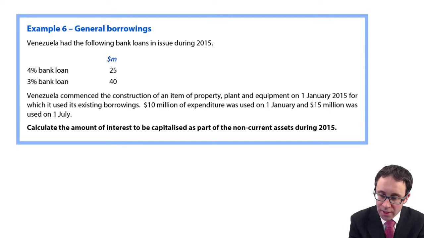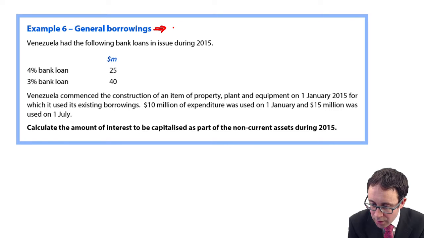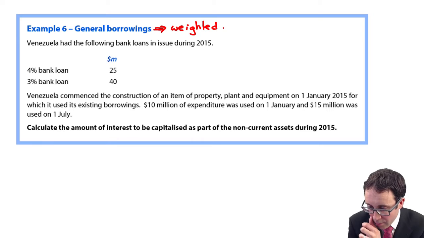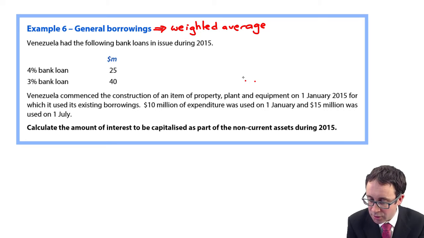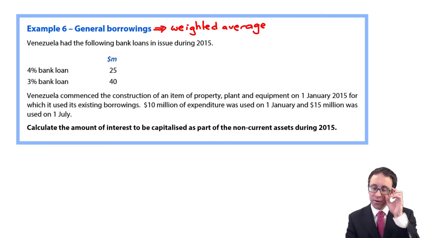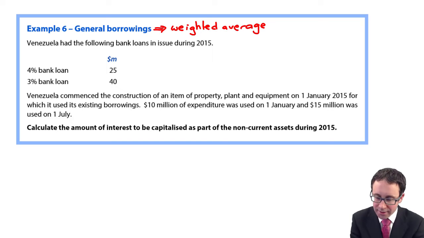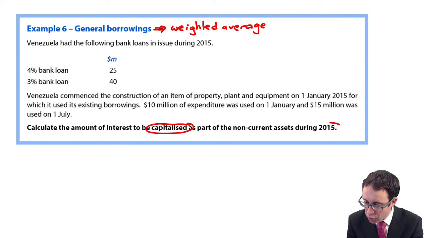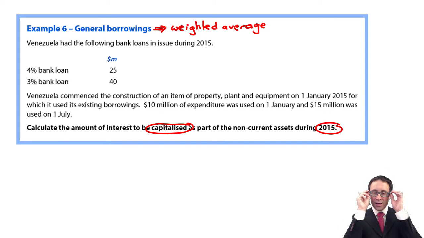Well, if you have general borrowings, you need to work out a weighted average loan interest. Okay, so what have we got? The question says calculate the amount of interest again to be capitalized during 2015.